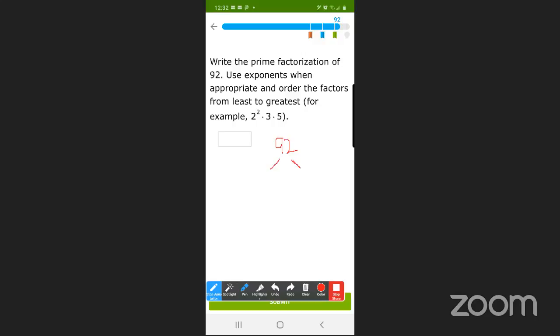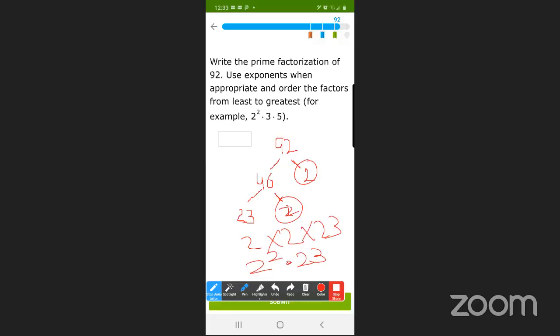And then 92 divided by 2 is 46. Okay. So this is 2, and this is 23. Can 23 be further divided? So we have 1, we have 2. I think 23 can be divided by maybe this. No, I don't think 23 can be divided. So it will be 2 times 2 times 23, or 2 raised to the power 2 dot 23.